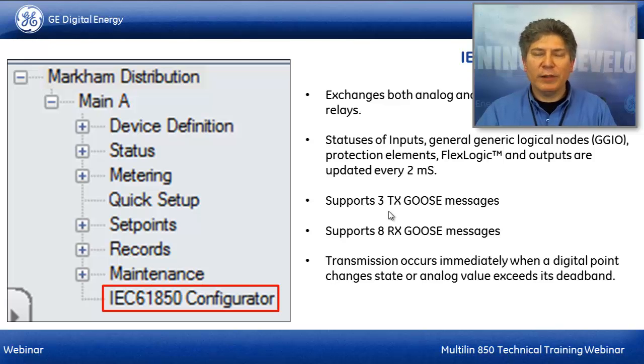We can publish up to 3 GOOSE messages, and we can subscribe up to 8 GOOSE messages. We also have where we transmit as soon as a digital point changes states, and for the analog values, because we don't want to bombard our network, we can have a deadband programmed in so that it won't transmit except once we exceed the deadband. Now, I'm going to demo this for you. One moment.